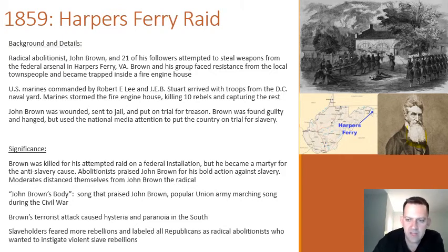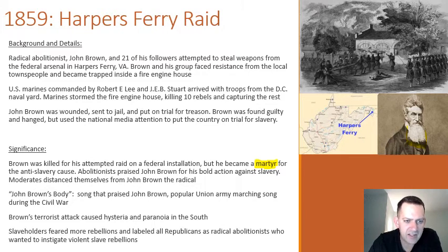But let's go down to significance here, right? John Brown became, let's take a look where it is, right? Oh, here it is. John Brown became a martyr. A martyr is somebody who dies for a cause. So all these people who were anti-slavery in America, they looked to John Brown as the man who got the Civil War started.